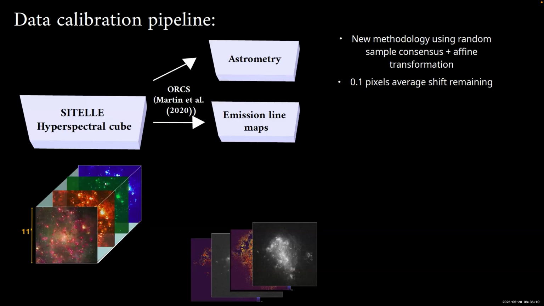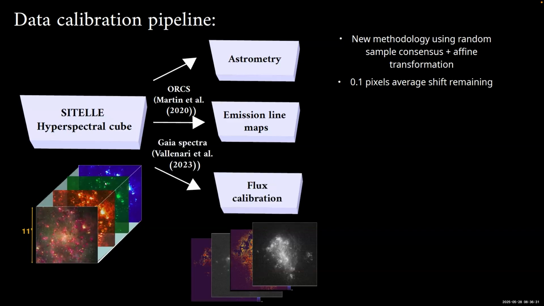Without going too much into the detail, the main idea is that we now have a technique that allows us to have a precision below a tenth of a pixel between our filters. This is mostly for the center part of the field, but this is already good enough for the galaxies that are always in the center of the field of view. And the second point, on which I want to spend a little more time, is the flux calibration.